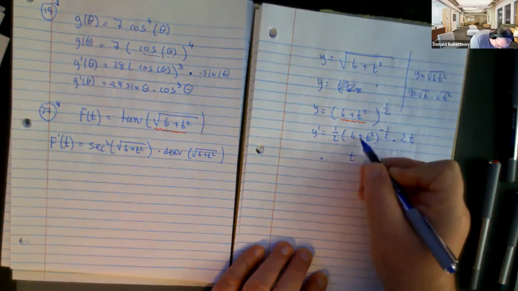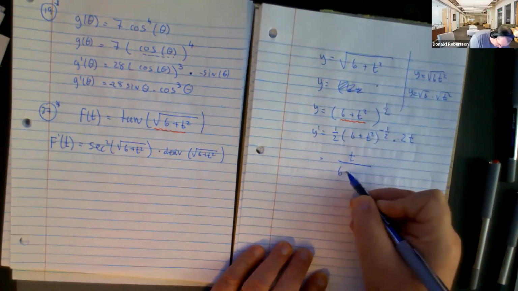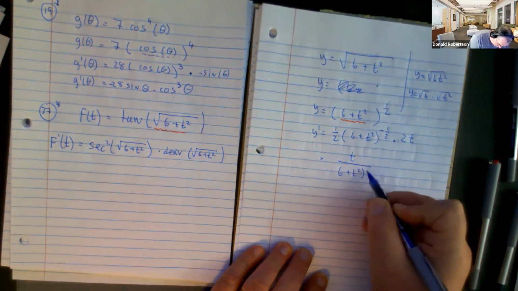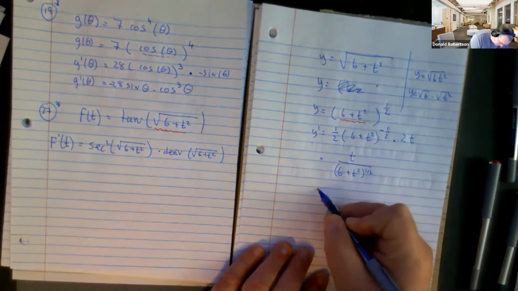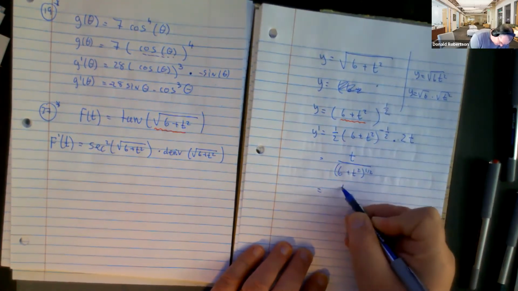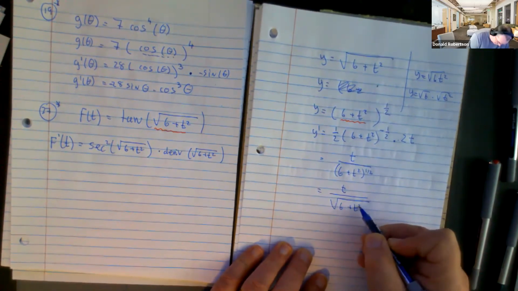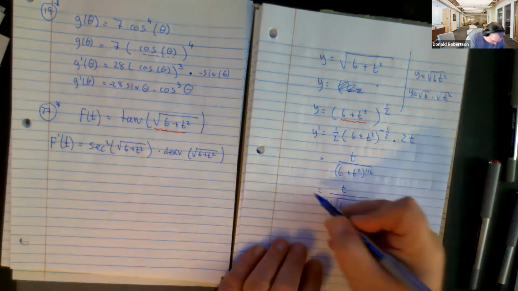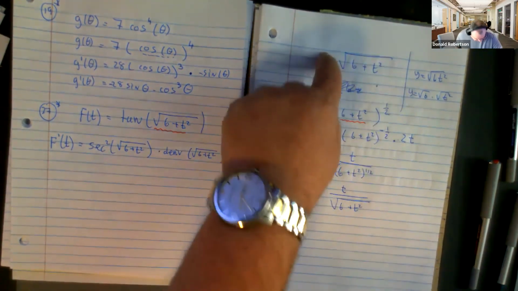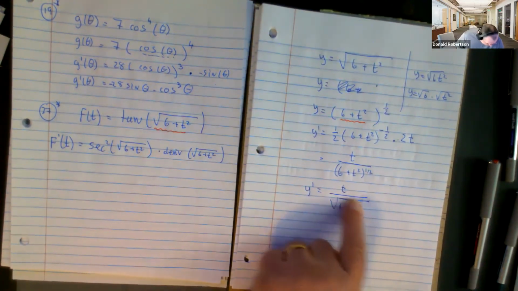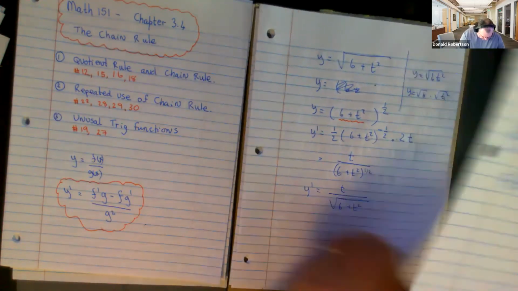You've got a t. This one is a negative power, so it comes downstairs. And this ends up looking like the original. So the derivative of this square root is that. So I can now go and put it in.